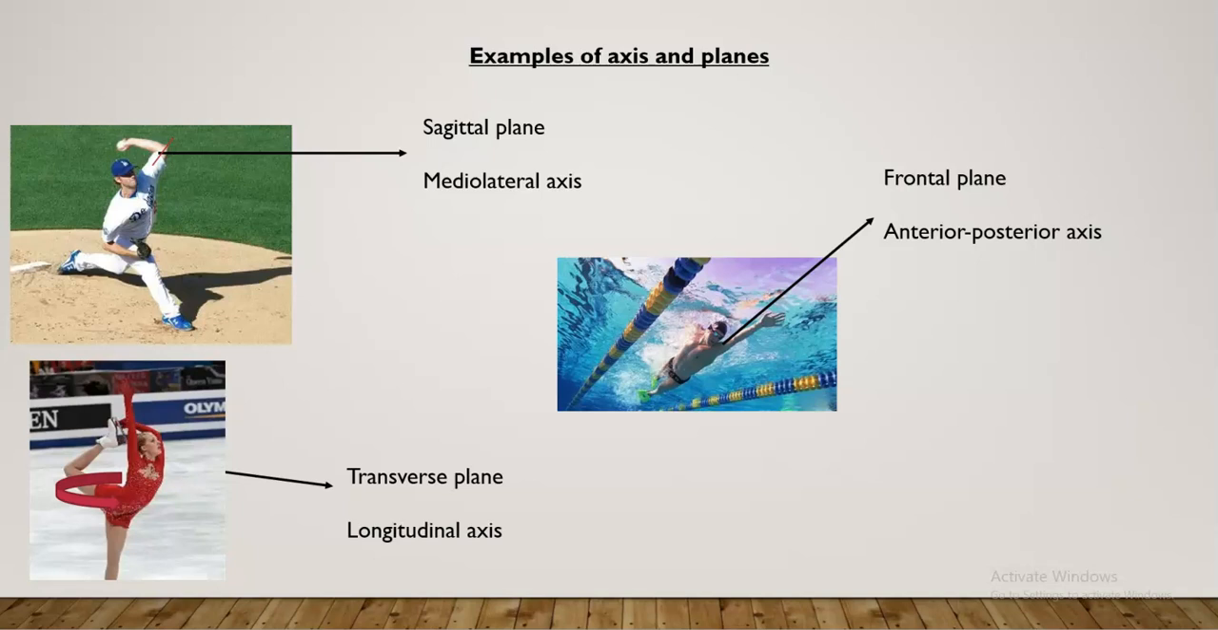A final example could be of a swimmer about to dive into water as they perform a double abduction of their shoulders. This is performed in the frontal plane, which splits the body into a posterior and anterior side. This is then linked to the anterior-posterior axis, which goes into the anterior side and comes out the posterior side.